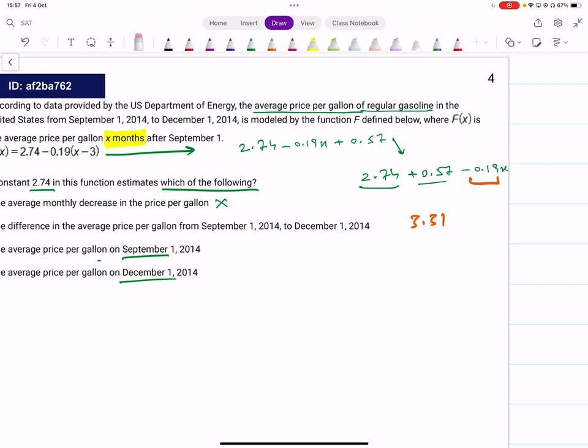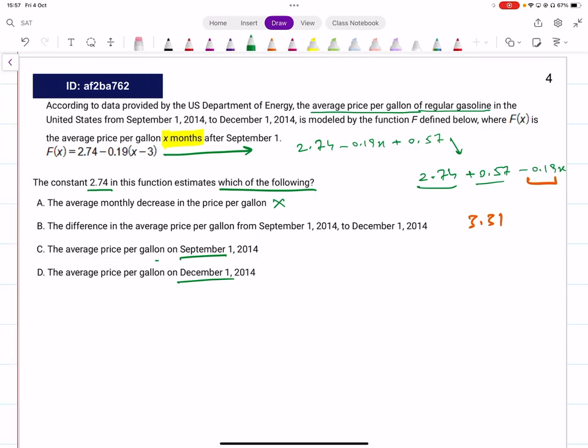So one way to think about this could be, how can you get 2.74? You get 2.74 if you input x equal to 3 here. What does x equal to 3 represent? X equal to 3 represents 3 months after September 1. That's December 1. So this is the average price on December 1. That's D. 3.31 represents the average price on September 1. 2.74 represents the average price on December 1. So if you input x equals 3 there, that's the number that you get. Is that okay? Okay, that was 4.